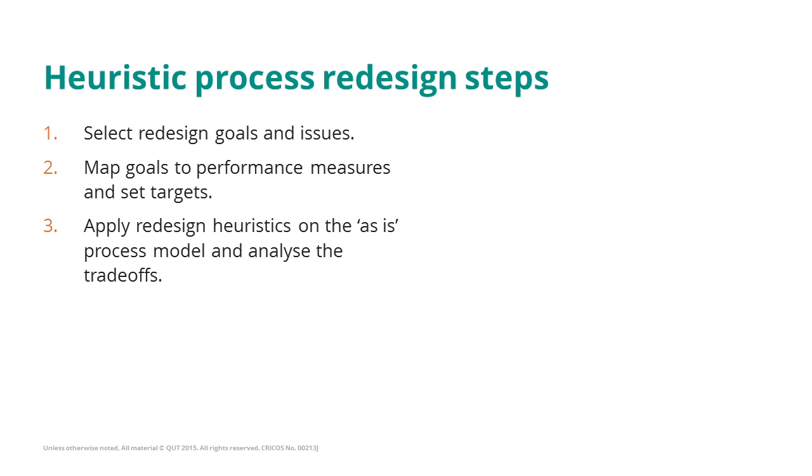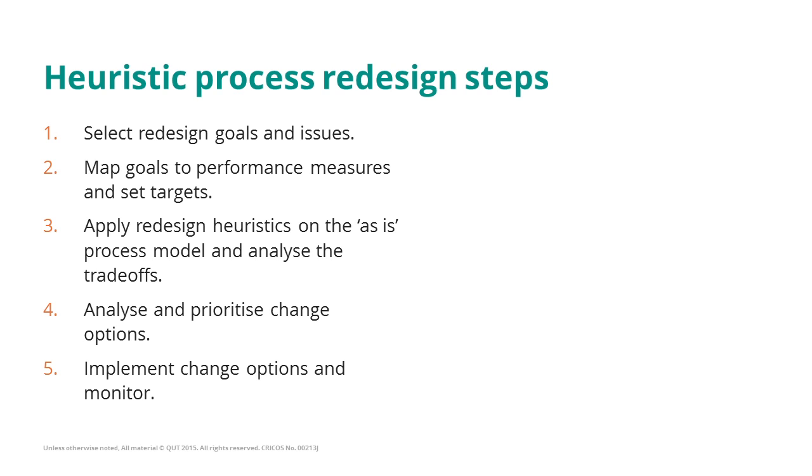We then analyze the trade-off between these redesign heuristics, and that leads us to a number of redesign options. We analyze those redesign options and we prioritize them, and we determine which issues should go forward and be implemented. We then implement those changes. We observe and monitor the process to see the effect of those changes with respect to the performance measures and targets we previously identified, and then we iteratively improve the process.